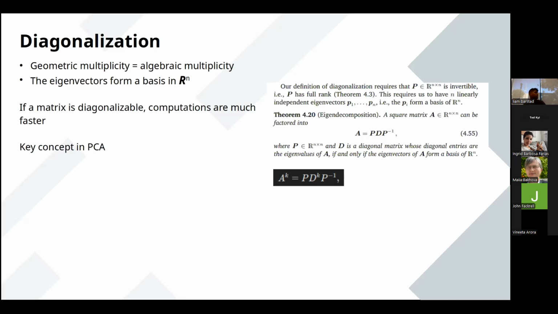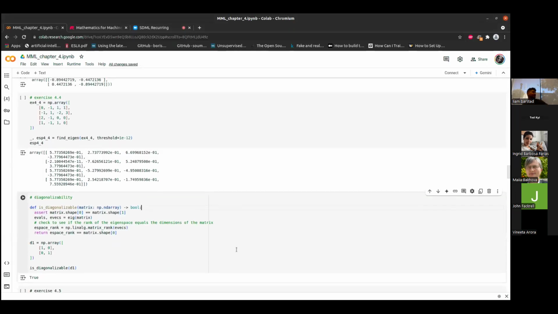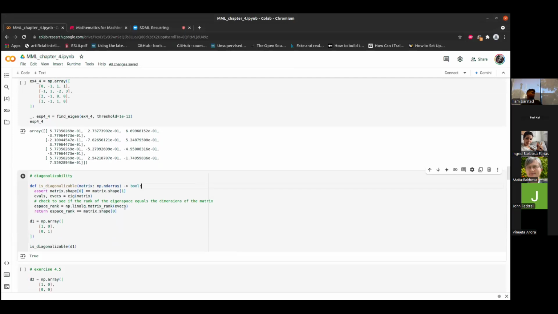In the code, I kind of cheated. Well, I didn't really cheat, but I just checked if the rank of the matrix of the eigenvectors was equal to the shape of the original matrix. Basically, whether or not the eigenvectors form a basis in Rn, which is the rank of the matrix. And I think that's important.